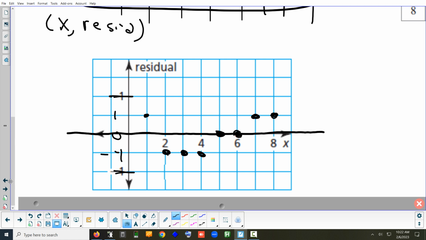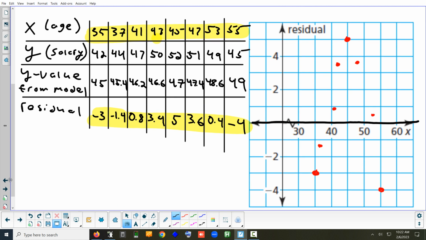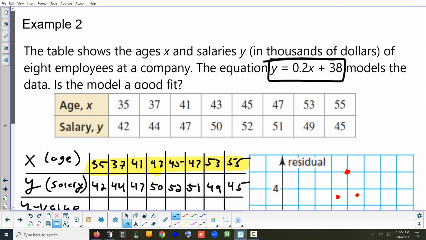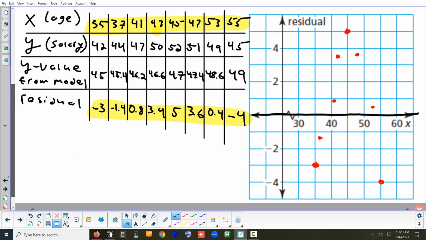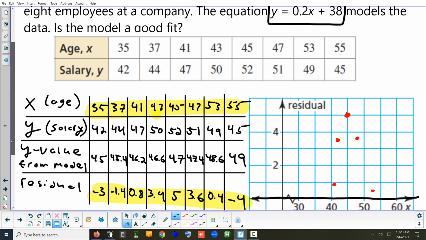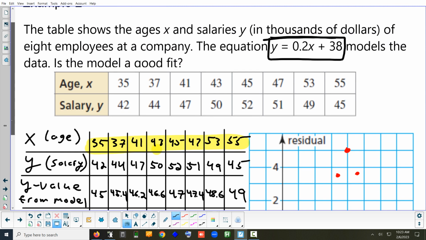That's good. Here, those red dots are spaced way out from the line. Some of them up to 5 units away. That's bad. So, to answer this question, is this model a good fit for this data? I would say no. It's not a good fit because the residuals are too big. Maybe we can find a better line. Maybe we can't. I don't know.